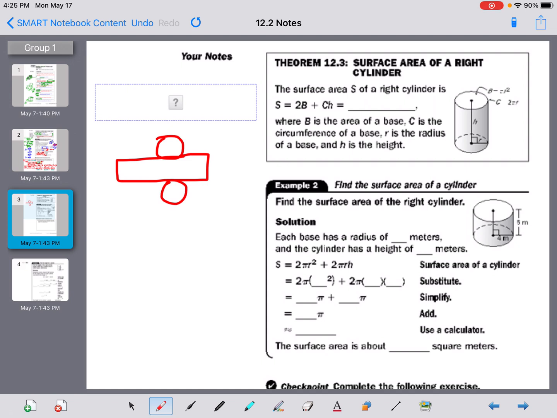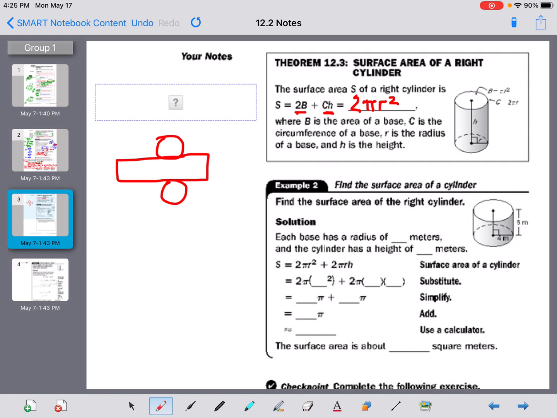So what I have are two circles, okay, and it says 2 big B. Well, I don't like to say big B because I know those are always circles. They never change on a cylinder, and I find the area of a circle with pi r squared. So there are 2 of those circles that are pi r squared. Then they have C times H. Instead of perimeter times H, they have C times H, and C stands for circumference.